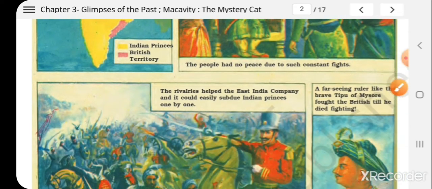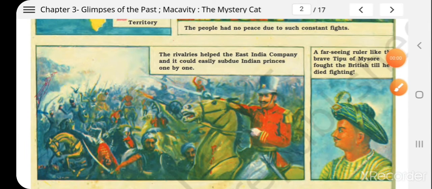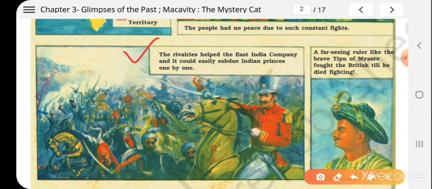So let us move to the next scenes. The rivalries between the Indian princes were a very bad thing in India at that time, and it helped the East India Company, it helped the Britishers to fix their feet here in India easily. The power of Indian princes was decreasing day by day, one by one.